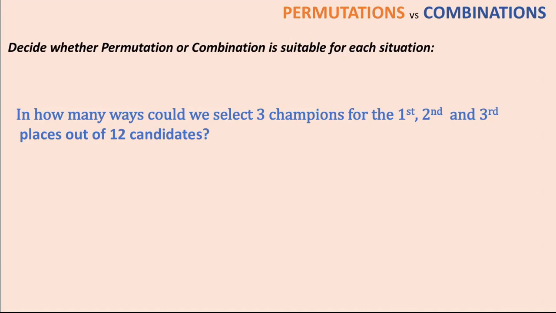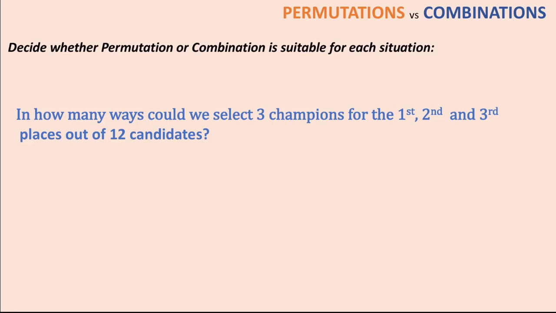So in how many ways could we select 3 champions for the first, second, and third places out of 12 candidates? Now, as you can see here, I have only to choose 3 out of 12, right? But the thing is, I have to arrange them in order. So the first, the second, and the third, right? Like in sports, the first one gets gold, second gets silver, and third gets bronze. So basically, it is important that we put them in order.